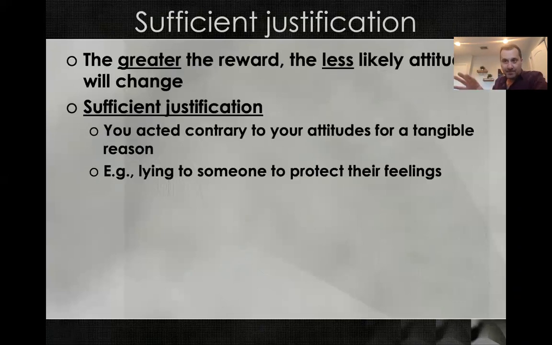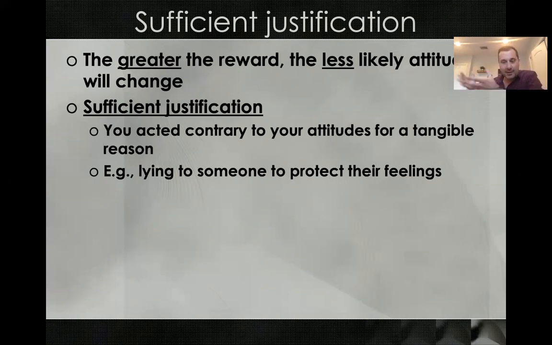This whole concept of cognitive dissonance hinges on a notion known as sufficient justification. And the basic idea behind sufficient justification is that the greater the reward, or the greater the external motivator for engaging in some behavior that conflicts with an attitude, the less likely your attitude will actually change. What this means is, if you think about people in the original study, the people who were paid $20 to lie, they didn't come to change their attitudes. They correctly recognized they hated the study. It was the people who were only paid $1 who showed attitude change, who had to convince themselves that they really liked the study, right?